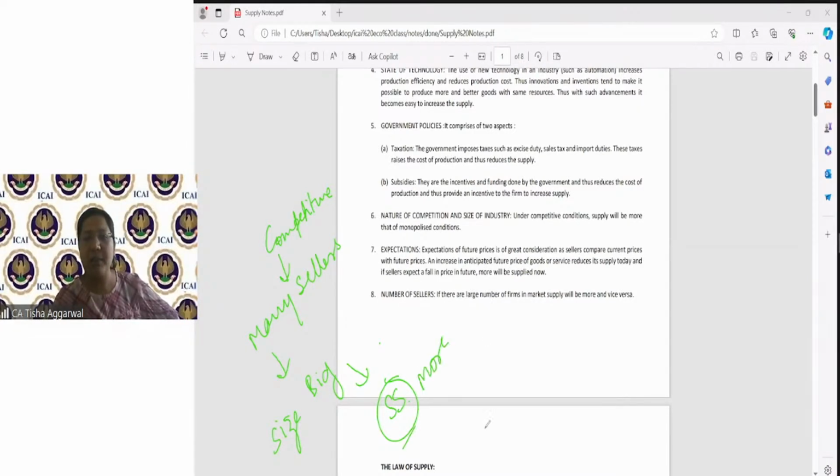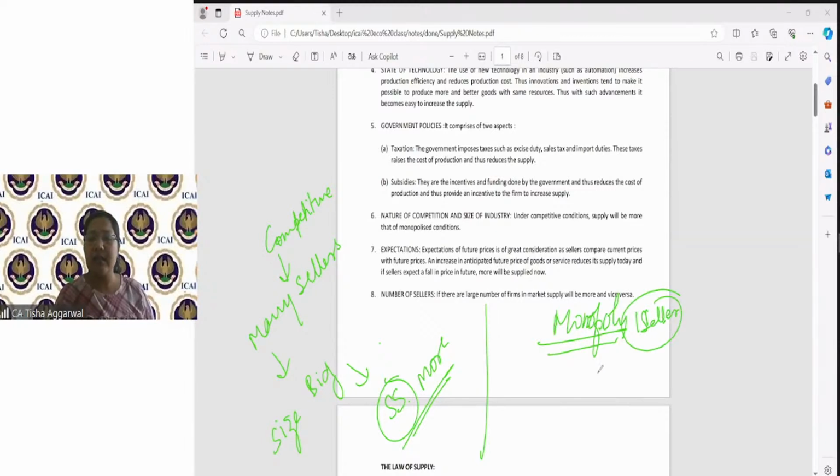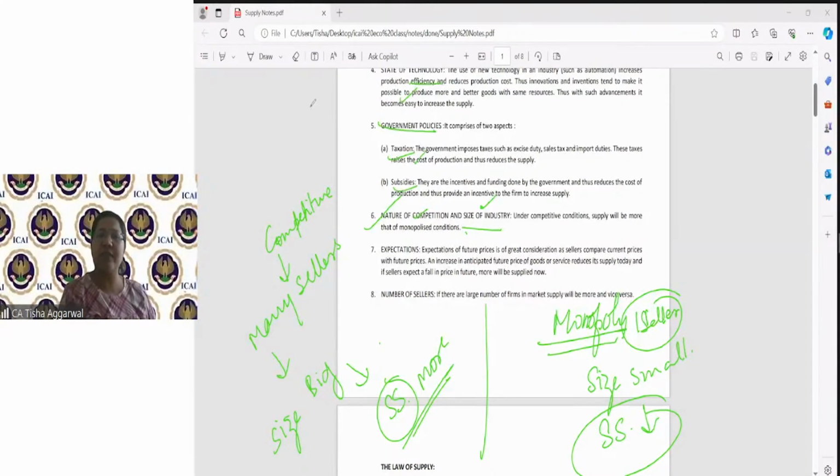Let's talk about another part. If it is a monopoly firm, you understand? Only a single seller. If there is only one seller, size is going to be small. If size is going to be small, then supply will also fall. I hope the nature of competition and the size of industry is clear to you. That government policy, taxation, subsidy clear, technology clear, factors of production clear, price clear. Okay.